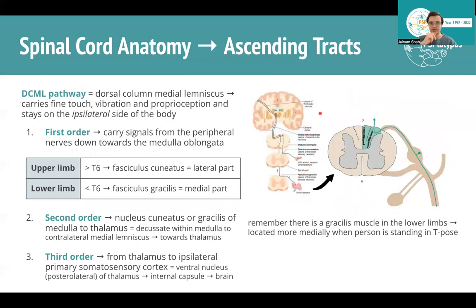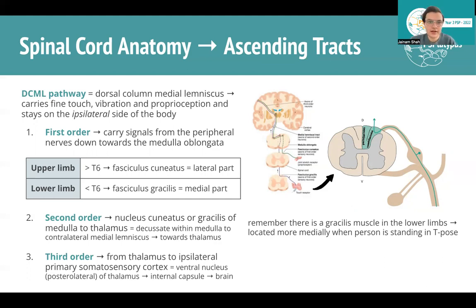Now, the more important ones are the ascending tracts, the things that take sensory information. If you've done some clinical skills on neurology and peripheral nervous system examinations, some of these tracts may already be quite familiar to you. I think in first year physiology they do cover this to some extent, but here we go into a lot more detail. The first important one is the DCML pathway, the dorsal column medial lemniscus pathway, and that is carrying fine touch, vibration, proprioception, and it stays on the ipsilateral side of the body.